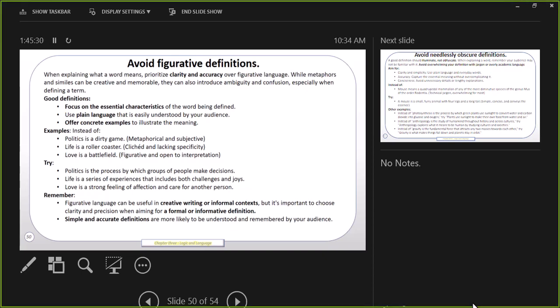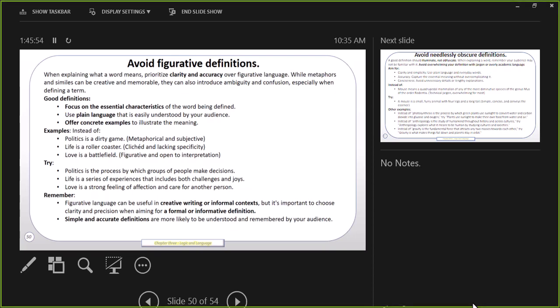Good definition focus on essential characteristics, use plain language, offer concrete examples. Politics is a dirty game. It's considered to be what? Highly figurative. Life is a roller coaster. Love is a battlefield. Such kind of definition is considered to be what? Figurative definition. Why?